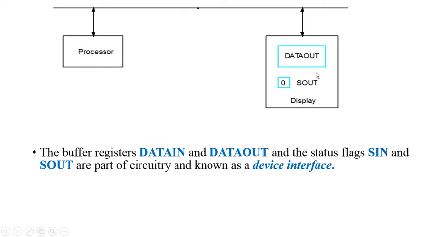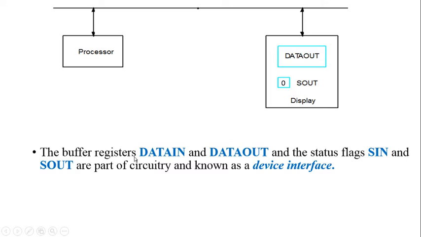This indicates that after completing the data transfer from the processor to data out, the SOUT value is automatically cleared to 0, and whenever displaying the value from this register is completed, the SOUT value is again automatically set to 1, indicating that the display unit is ready to receive a new character from the processor. After observing this change in SOUT, the processor can transfer the new value to the data out register.